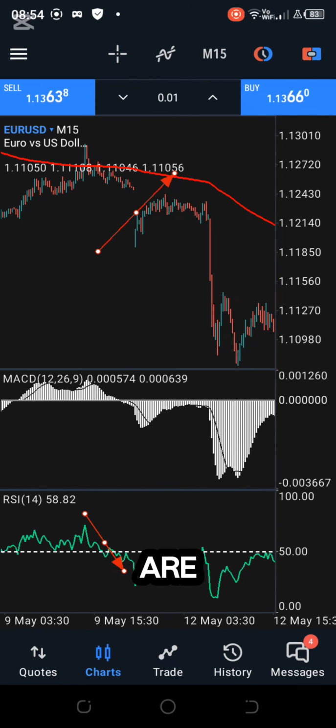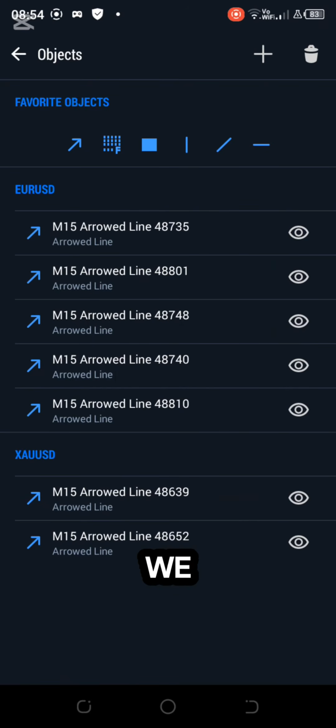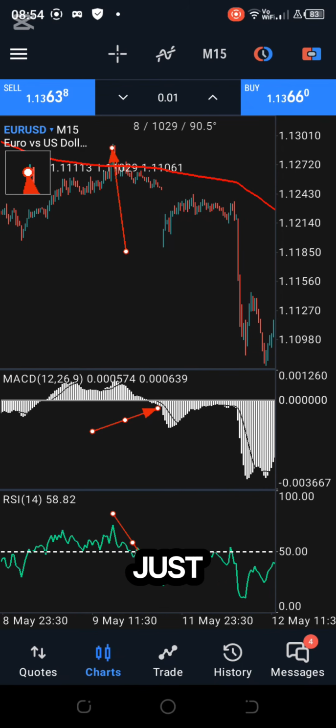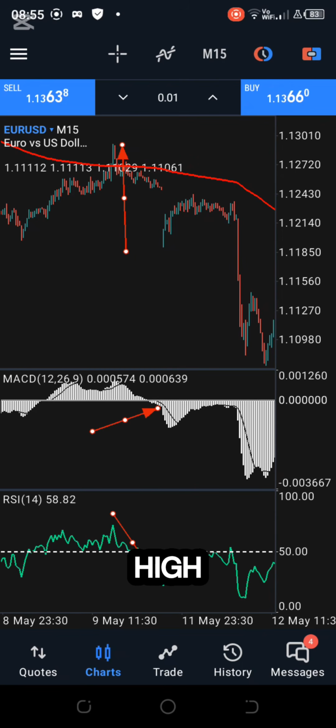Then for the entry, we are going to use the MACD. Now on the MACD, we need it to cross below the zero line. These white bars need to cross below the 0 line, which took place at this particular level here. So at that level, you're going to sell. Your SL, we're going to place it just above this recent swing high.